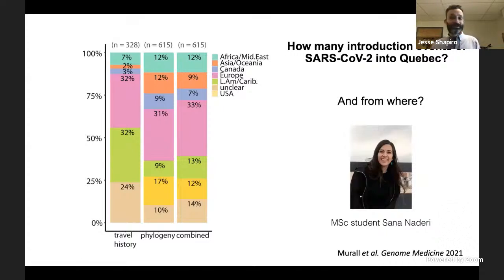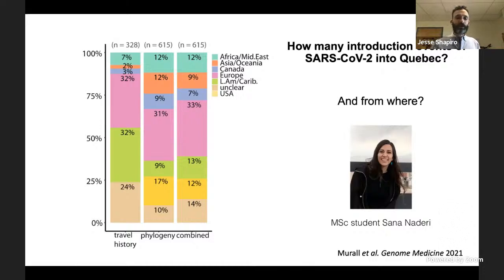In the winter, they like to go to Mexico. They like to go to the Dominican Republic to escape the winter. So a lot of them were coming back from these locations. So that was their declared travel location. But if you just use the phylogeny, you see that that percentage drops down to just 9%. And you see that really the majority are coming from Europe or more from the United States.